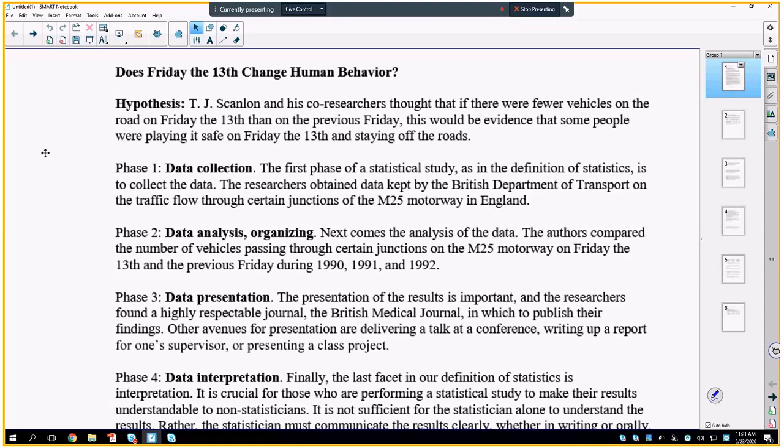So the first phase of their statistical study is that they needed to collect data. So these researchers obtained the data kept by the British Department of Transport on the traffic flow through certain junctions of the M25 motorway, which is a road in England.